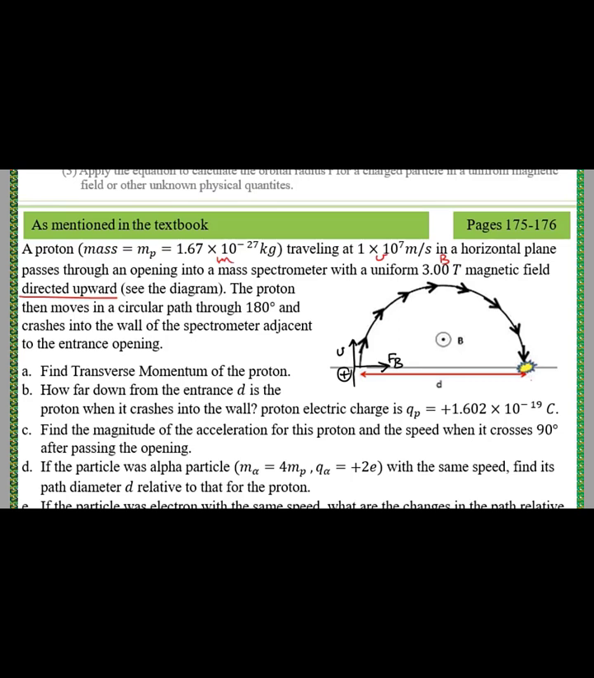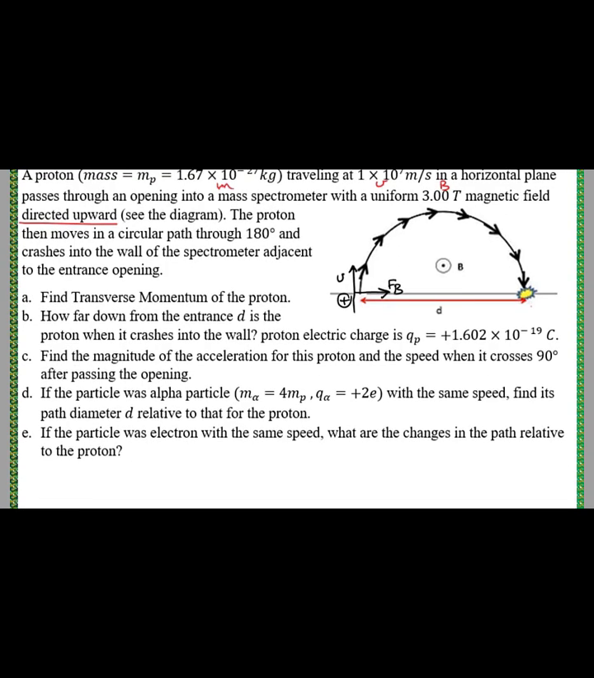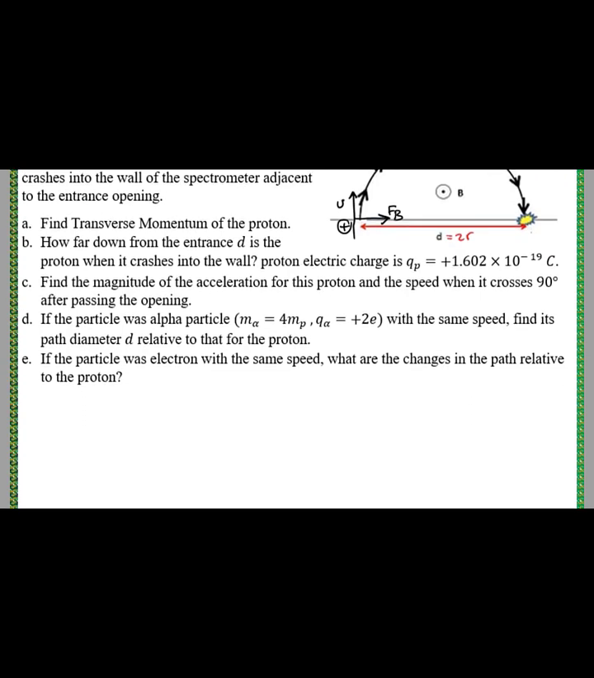Okay. Now, the question says the proton then moves in a circular path through 180 degrees and crashes into the wall of the spectrometer adjacent to the entrance opening. So the proton is deflected in a circular path and crashes here at a distance of d away from the opening. So this d is the diameter. Forget that: d is 2r. A. Find the transverse momentum of the proton.